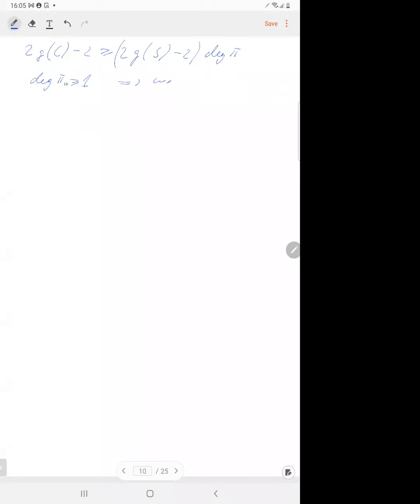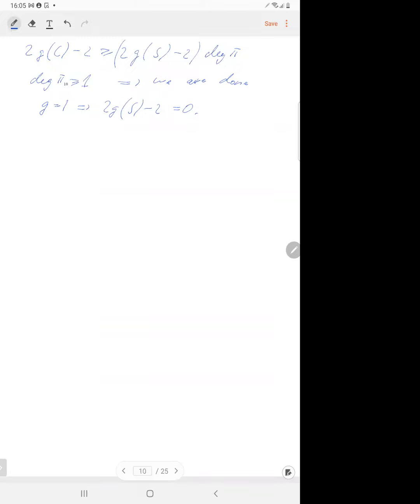А если GS равно единице, почему равенство возникает родов? Because then 2G minus 2 is 0. 2GS минус 2 будет 0. Ну, получится 2GC минус 2 больше или равно нуля. Почему тогда GC равно единице?